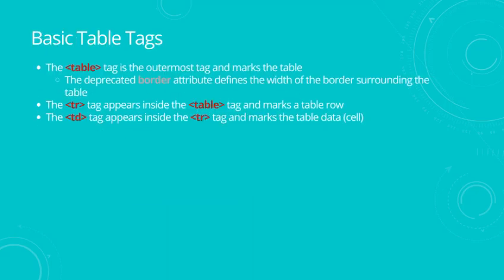What are the basic table tags? The table tag is the outermost tag and marks the table. The deprecated border attribute defines the width of a border surrounding the table. The tr tag appears inside the table tag to mark a table row. Then td appears inside the tr tag to mark the table data cell.